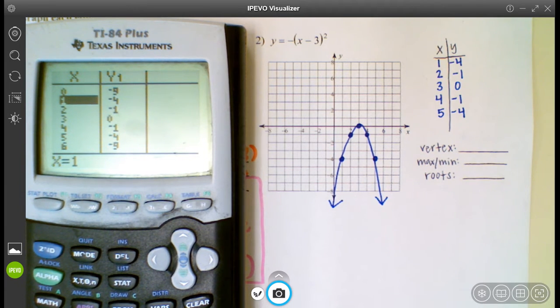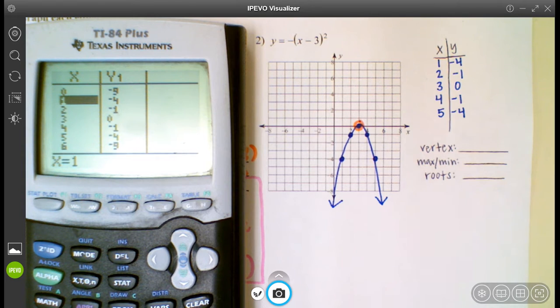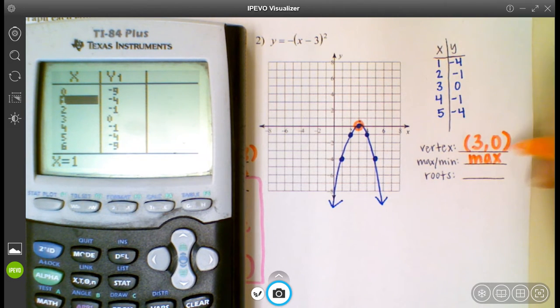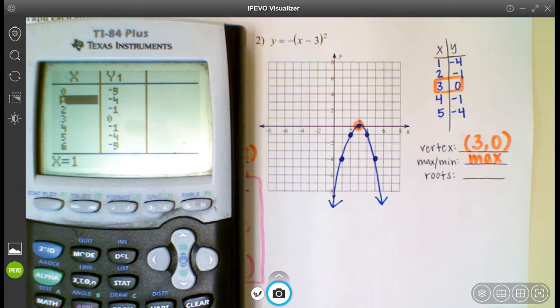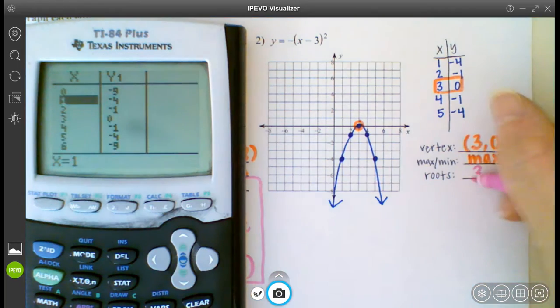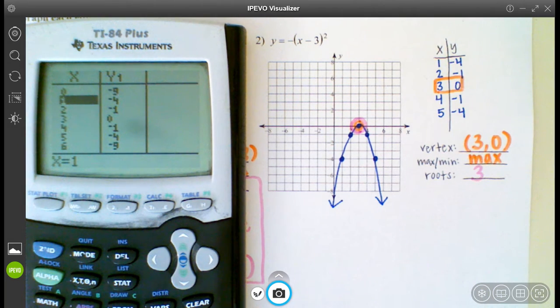So according to this graph, it looks to be that this is the highest point on our graph. So if it is the highest point, this is a maximum. And this vertex is located over to the right 3 and up and down nothing. Or you could find it right here in your table. Okay, now let's talk the roots. And the root comes from the x-intercept. And so my only point that touches my x-axis is over here at 3. So the same value as my vertex, right there in the middle.